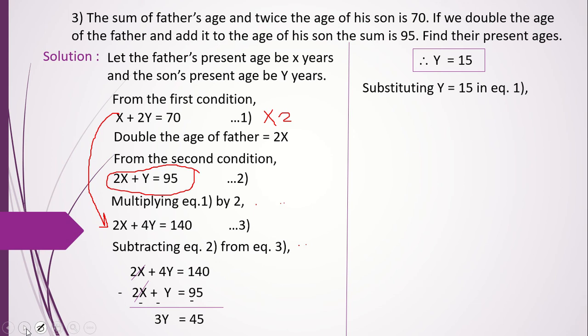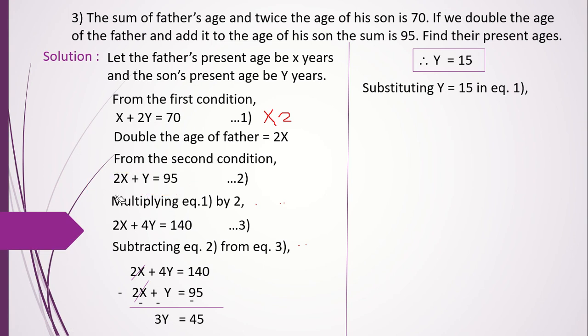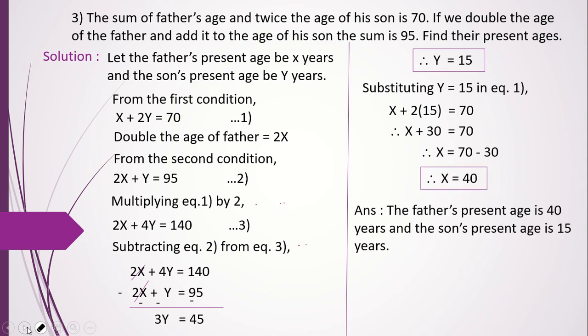Now substituting the value of y is equal to 15 in equation number 1, x plus 2y is equal to 70. In place of y, put the value of y, that is 15. Here x plus 30 is equal to 70. 30 will go that side, will become minus. So x is equal to 40. Therefore, the father's present age is 40 years and the son's present age is 15 years.